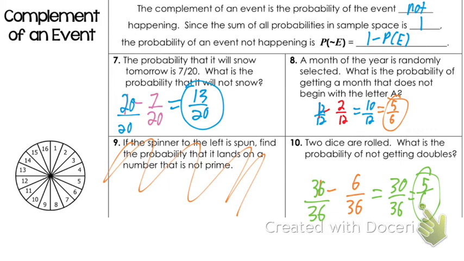1. Because how many times should I not get doubles? 5. I should not get doubles 5 of the times, and I should get doubles 1 time, right? Roll the dice 6 times.